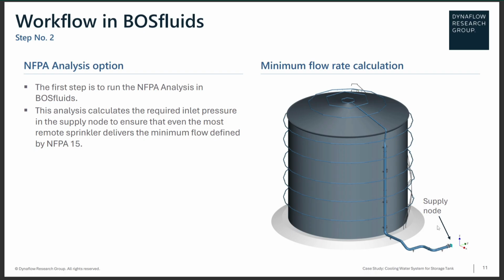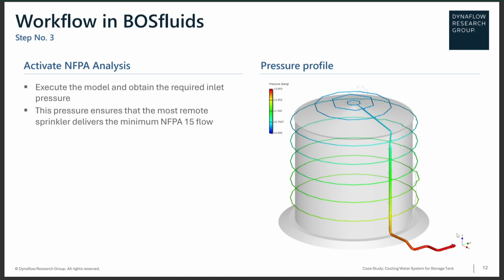So how does the workflow in BOSfluids work after we already input all the data? Well, we can specify which is our supply node, as we mentioned before, and we can run the NFPA analysis. What we will see is something like this, where we have a specific pressure in the inlet, as we can see is 3 bars or approximately 3 bars. And with that pressure, we know that we will have the minimum flow rate at each sprinkler, because the program makes an optimization and checks which is the pressure for the most remote one. So all the other ones will have at least that.